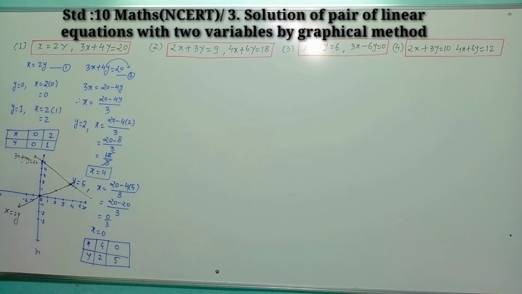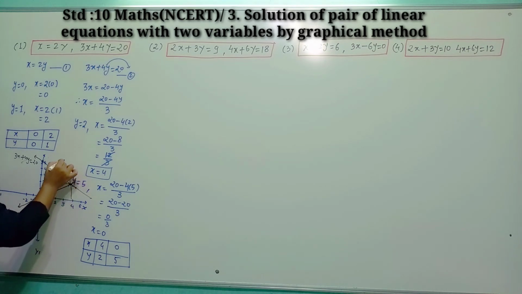Right students, so if you see these things, you may get y is 2 and somewhere x is 4, right? Approximately this and this. So the solution point will be x is 4 and y is 2.